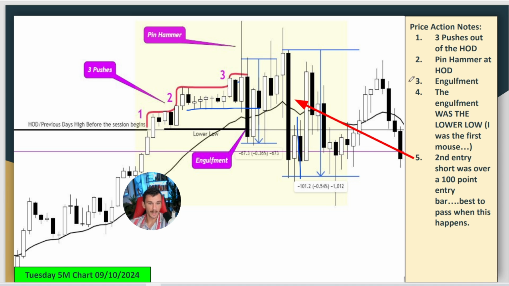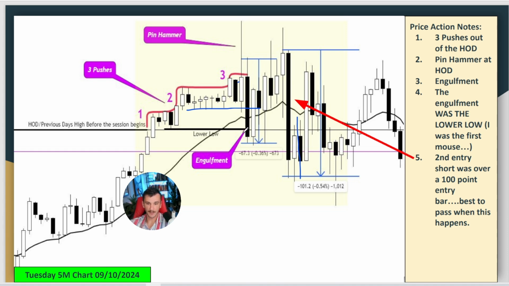That's all perfect. The engulfment was lower than all of these other bars. So that's a lot of strength. That's good. Second entry short was over 100 points. Again, usually best to avoid those entries in my opinion. So why did this not work out? Well, it's not always going to work out 100% of the time.